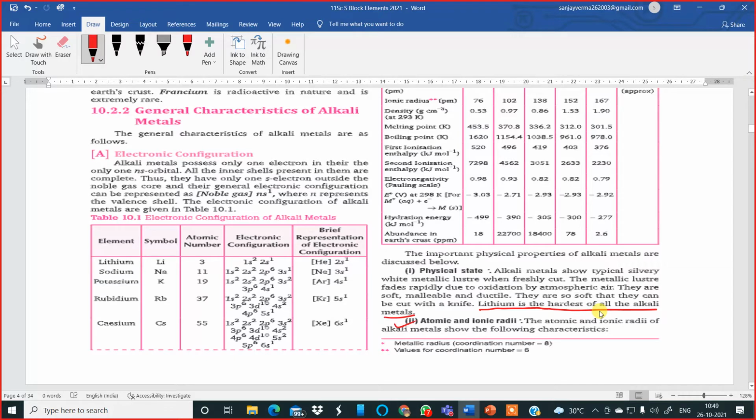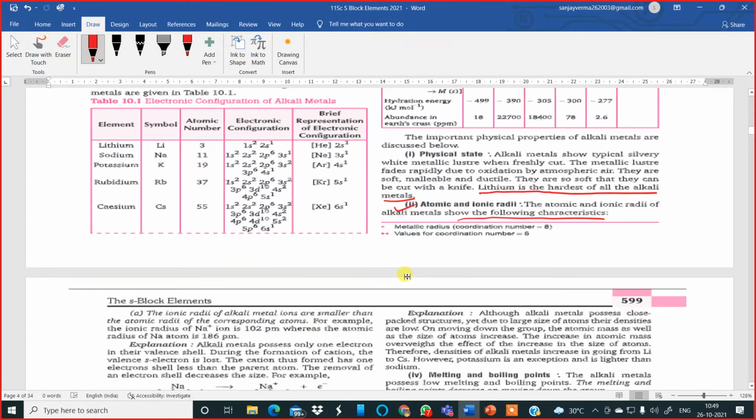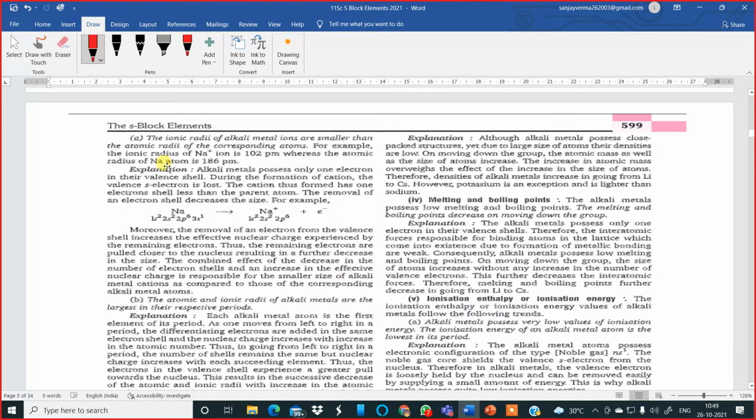Coming to the atomic and ionic radii, this I have already discussed briefly in the previous class. The atomic and ionic radii of alkali metals show the following characteristics on the next page, page number 599. The ionic radii of alkali metal ions are smaller than the atomic radii of the corresponding atoms. For example, the ionic radius of sodium ion is 102 pm, whereas the atomic radius of sodium is 186. This is higher; the atom is higher.